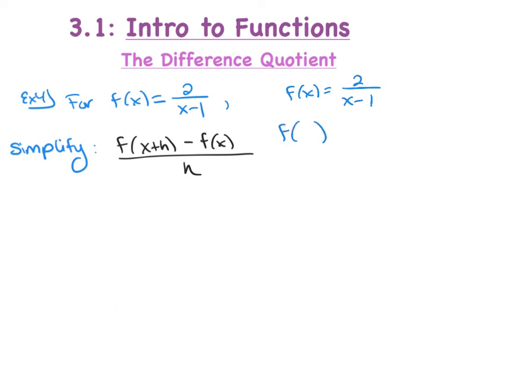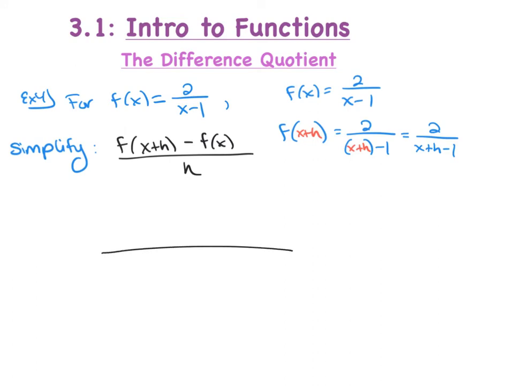F of x plus h. Okay, everywhere I see an x, I'm going to put parentheses. So 2 over x minus 1 will be 2 over parentheses minus 1. And into those parentheses, we'll put that x plus h. Okay, well, fortunately, there's not a lot of simplifying that'll happen here. So this is just 2 over x plus h minus 1. Okay, here we go. Let's plug these in.